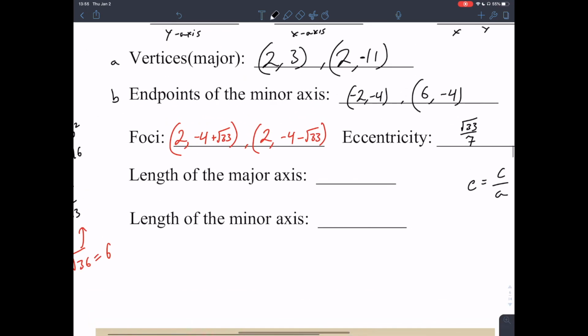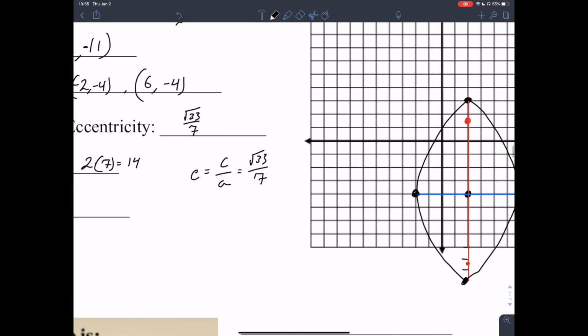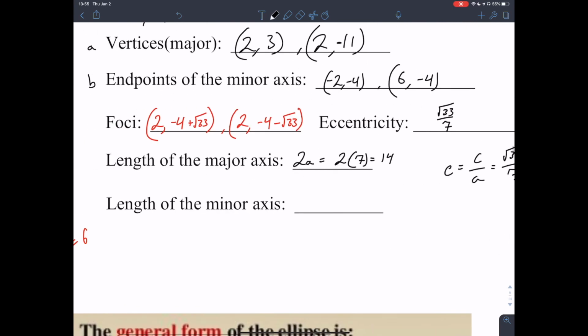And now finally, the length of the major axis. The formula for that is 2a. And since we already know that a is 7, so this would be 2 times 7, which gives us 14. That's how long the major axis is, the red line. The length of the minor axis is 2 times b. So in this case, it would be 2 times 4, which gives us 8. And there is the length of the minor axis.